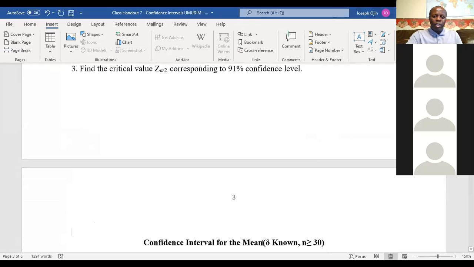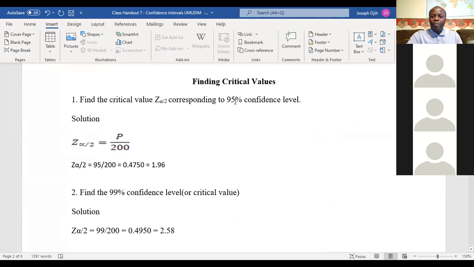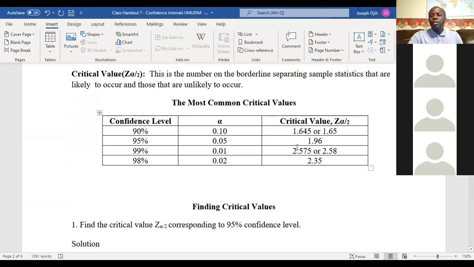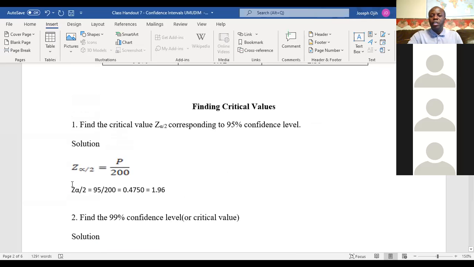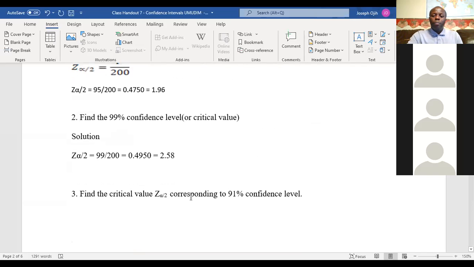What I'm saying is, let's say the question gave you a problem but didn't give you 95%. They can say 82%, which is not in this table. That means you can find it using the formula and the method I just explained. But if they give you the one that is on the table, you can just go there and pick it up to solve your problem.